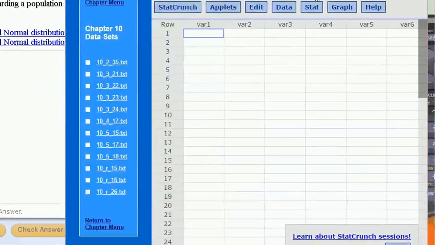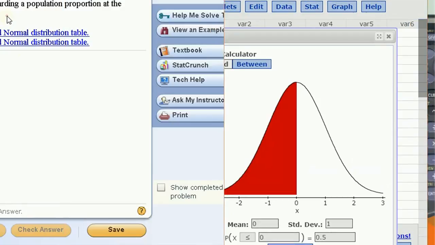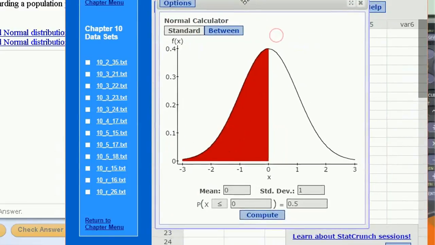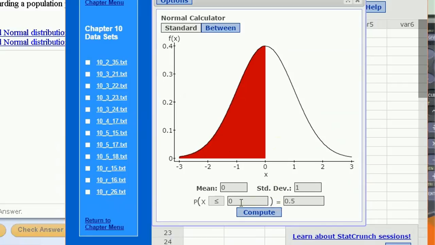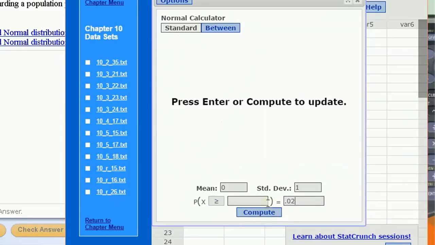This is going to be done using the normal probability calculator. Remember, since this is a z value, we're using a standard normal distribution. This is a right-tailed test. A right-tailed test means we want this rejection region to be in the right tail. So we want to check this greater than or equal to, and we want the level of probability in that tail to be 0.025.